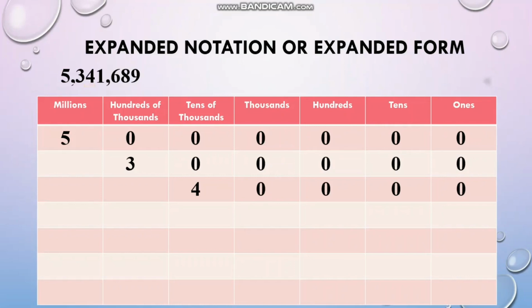Let's look at the fourth digit, 1. The digit 1 is in the thousands place. So we write 1 in the thousands column in the fourth row and 0 in the rest of the columns because we're only focusing on one digit at a time.